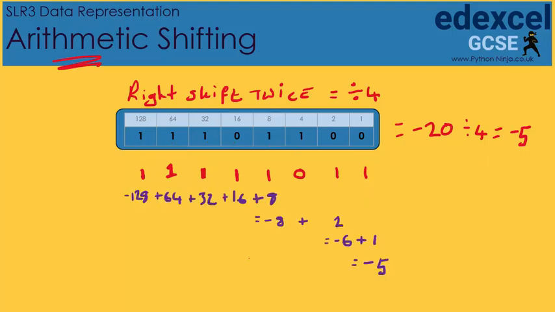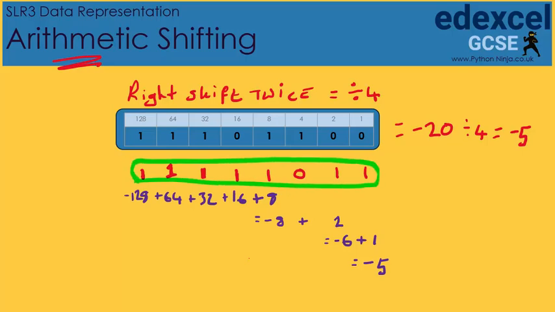And hopefully in your calculations you got something like this. Remember, this is the number that we are working out. So we've got a 1 here, so that means that all of these figures are going to be 128 plus 64 plus 32 plus 16 plus 8 as well, which brings us to -8.